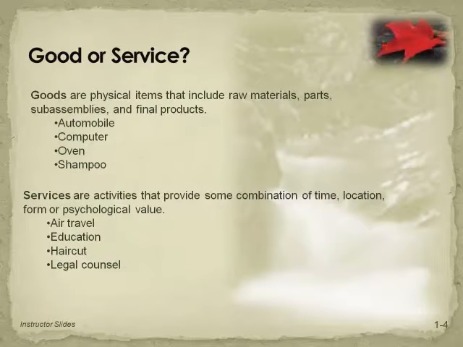So operations is all about producing goods and services. The definitions of goods and services is very straightforward, so these are just a few examples to make sure that we're all on the same page. So goods are anything that is physical, such as cars or computers or iPads or iPhones or anything that you may want to buy that's of a physical nature.